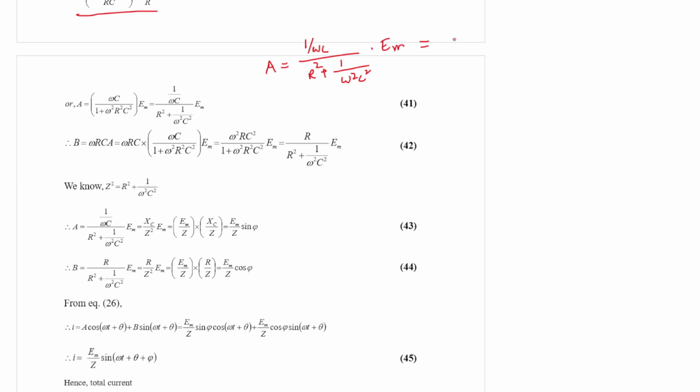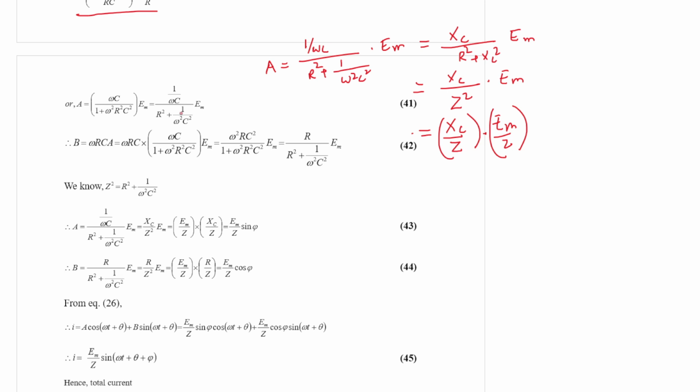Now what is 1 by omega C? 1 by omega C is equal to XC, and Z square is equal to R square plus XC square. So it is a very similar sort of expression in this case also. It is XC by Z square into EM, so we will write this equation as XC by Z into EM by Z.